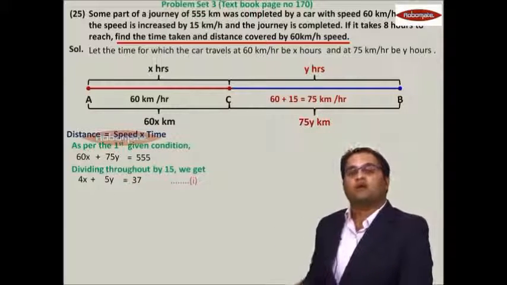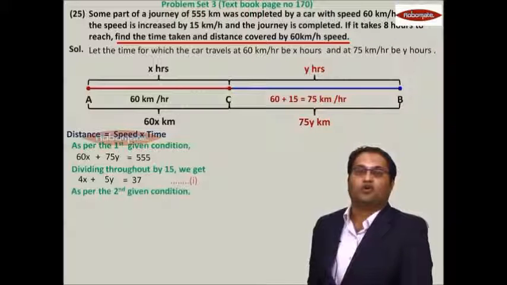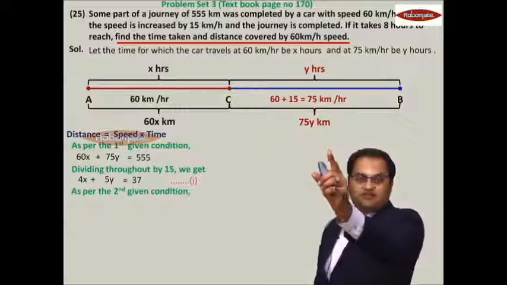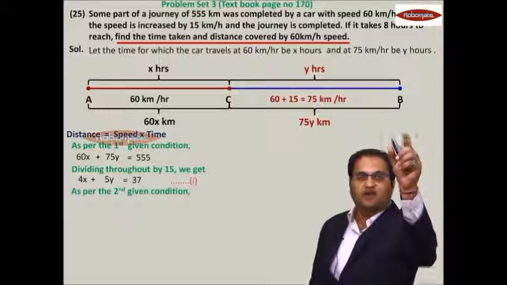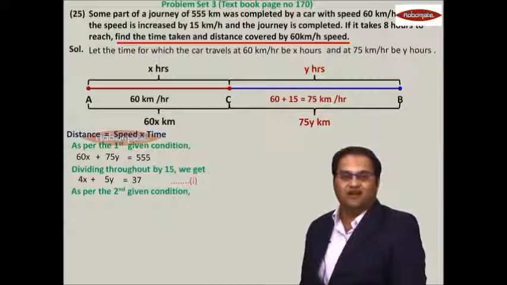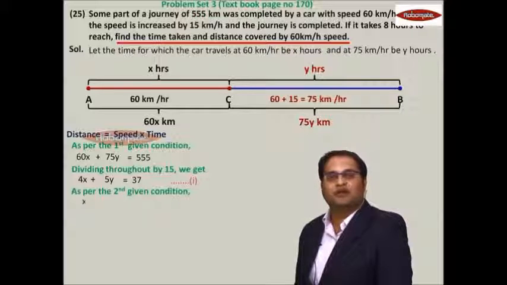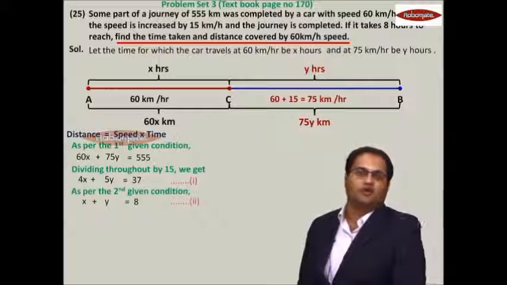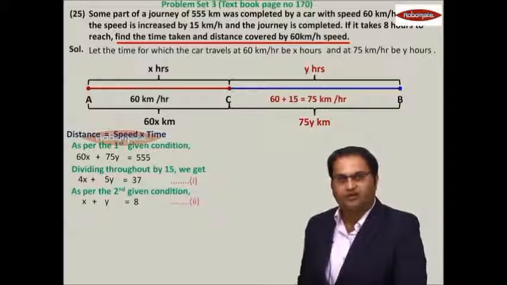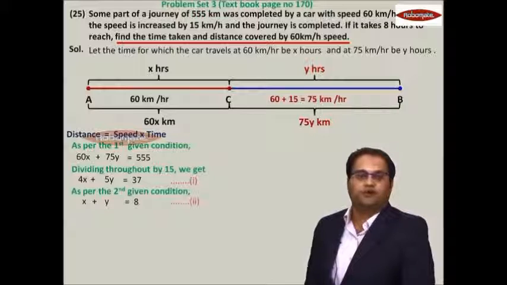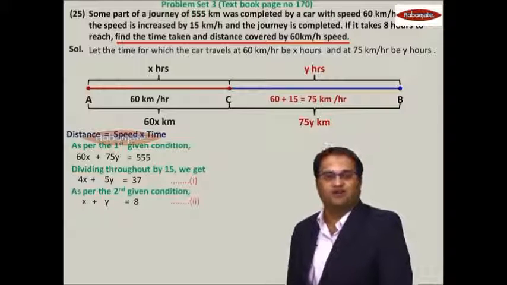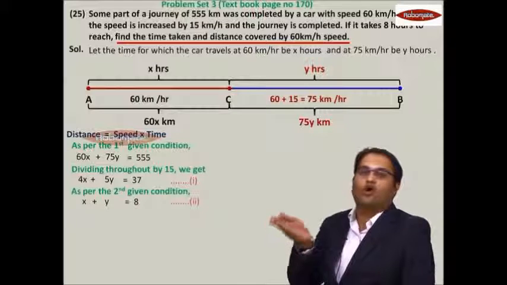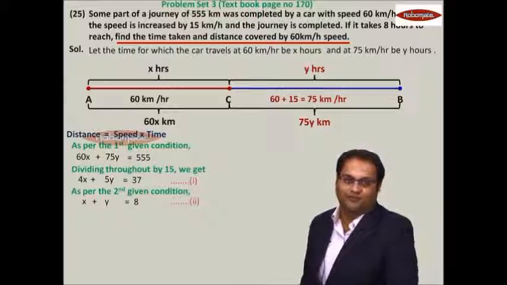The second condition given was the total time taken is 8 hours. AC's time is x, CB's time is y, the total time is 8 hours. So what should be the second equation? X plus y is equal to 8. Let this be equation number 2, right? Now we need to solve this by the method of elimination by equating the coefficient. That means, either make the coefficient of x the same or make the coefficient of y the same.